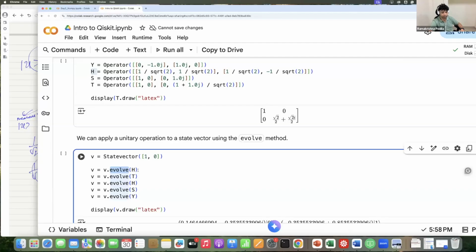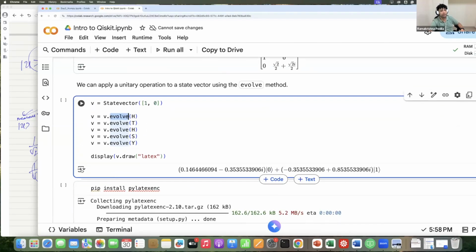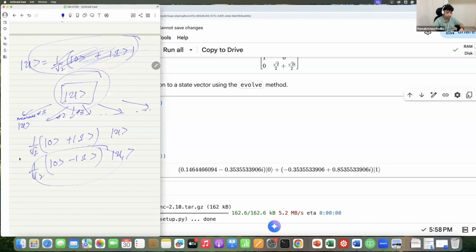So when I say v.evolve(H), what it is giving you is H times v. When you evolve with T, it is giving you T times v, right? So now let's say we made v equal to v.evolve(H). That means first we started with v. After we evolve with H, it becomes H times v. So now our state is not v anymore. Our state is Hv, a new preparation procedure, right?